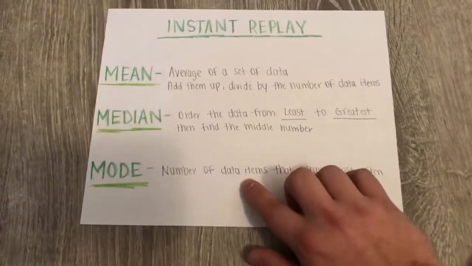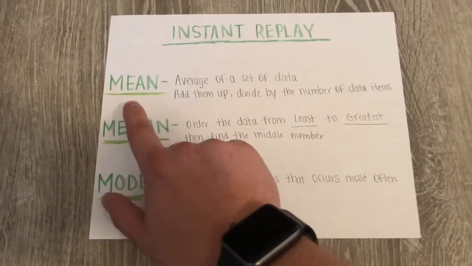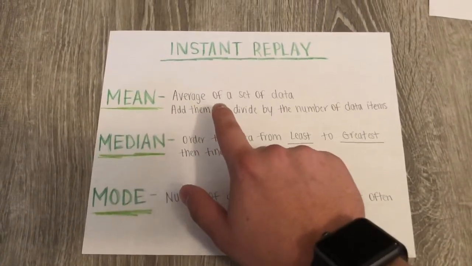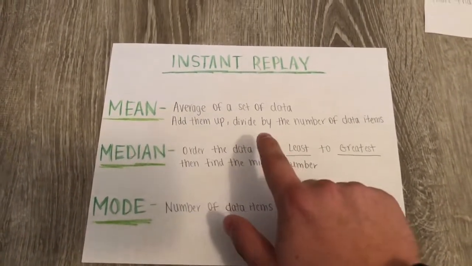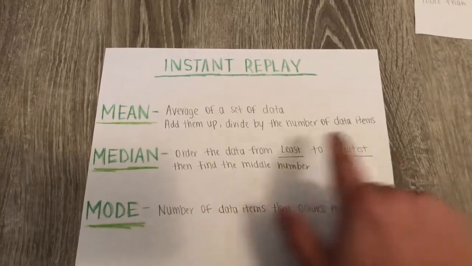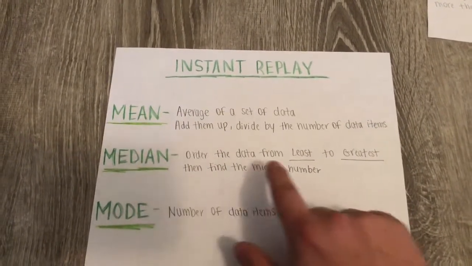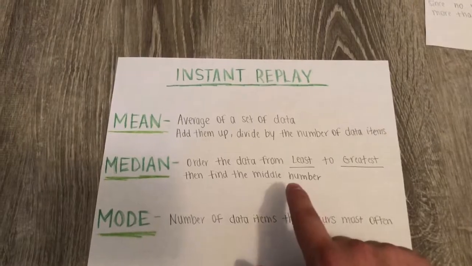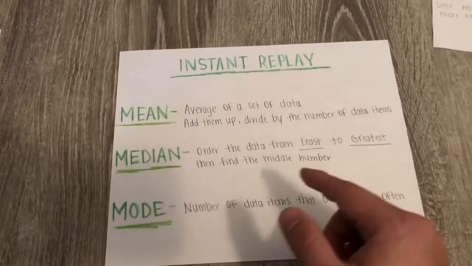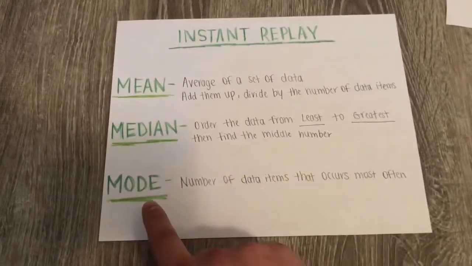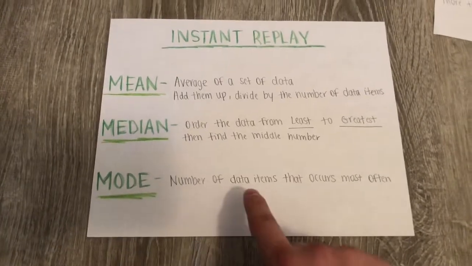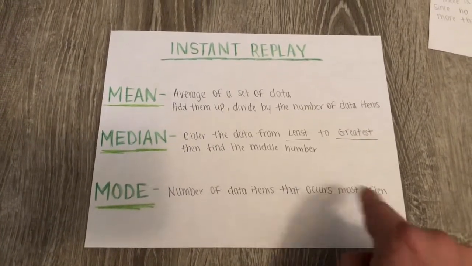All right, so let's get an instant replay. Let's check that out again. So remember, we said the mean was the average of the set of data, so we add them up and then divide by the number of data items. The median, we order them from least to greatest and then find the middle number. And remember, I used the cross-off method. And then we have mode, which is the number of data items that occur most often.